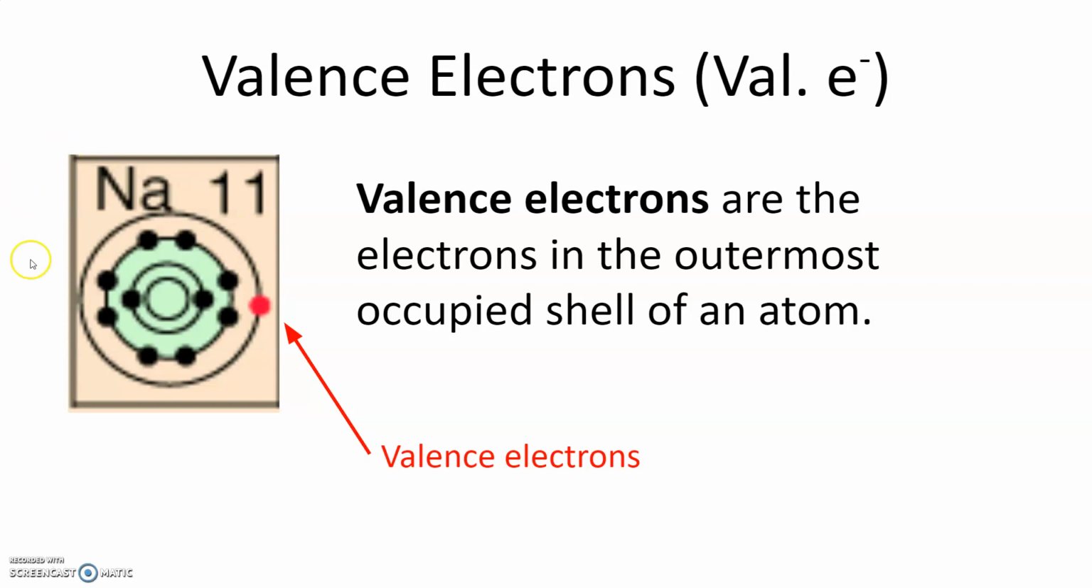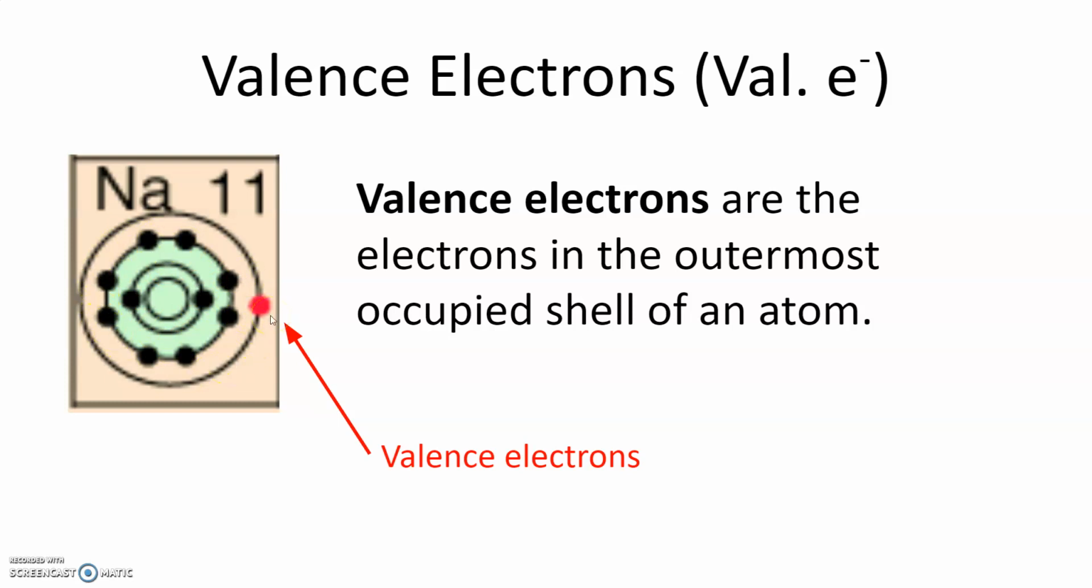Okay, so here we have a Bohr model of sodium to show how those electrons are arranged. That first circle with no dots on it represents the nucleus. And then around that, we have what are called the electron shells. And the electrons are shown as these black or red dots.